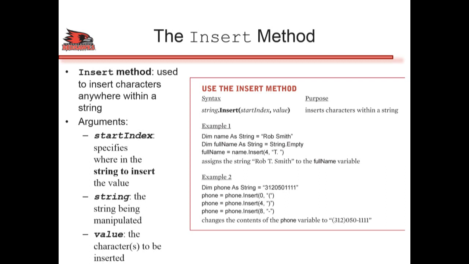In example 2, we are making the 10-digit phone number into the more accepted format, parentheses around 312, and a dash between the last four characters and the previous ones. So we are using insert to put in parentheses around the first three numbers, and then after the sixth number you have the dash.